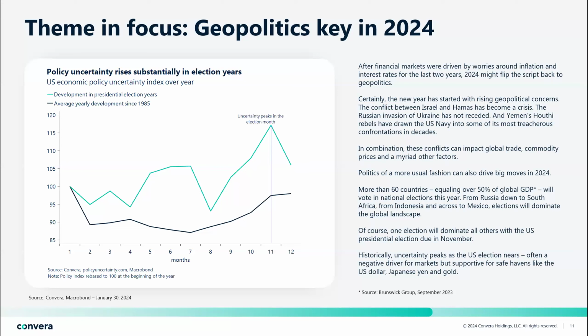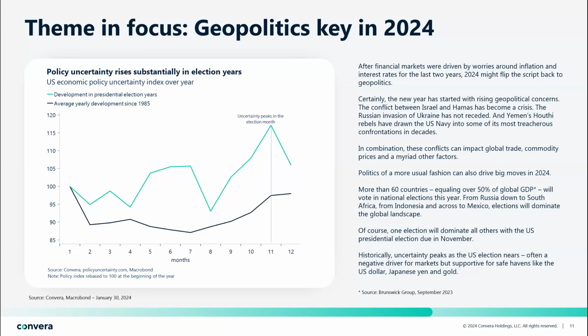Because aside from these geopolitical risks, of course, politics of the more usual fashion can also drive big moves in markets. And we've got more than 60 countries that equal over 50% of global GDP. They're going to be voting in national elections this year, including here in the UK, of course. But the one election that stands out is the US election due in November.